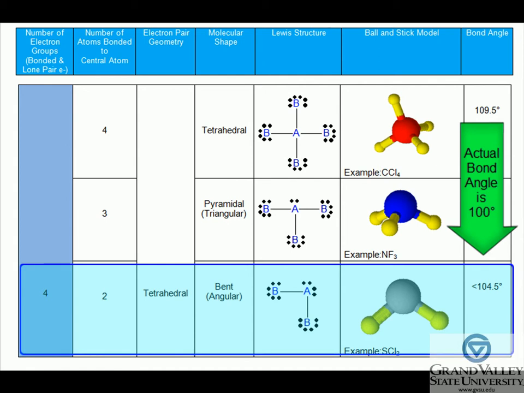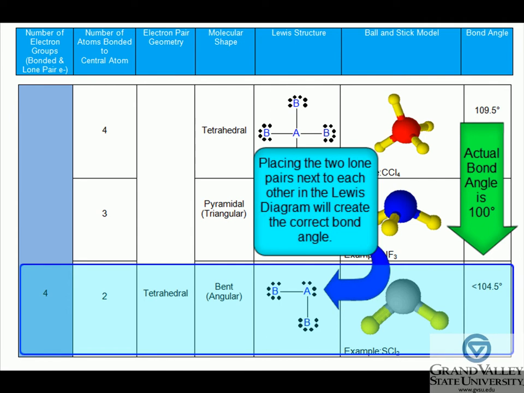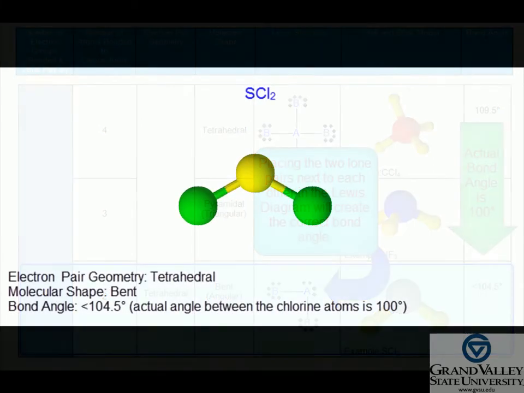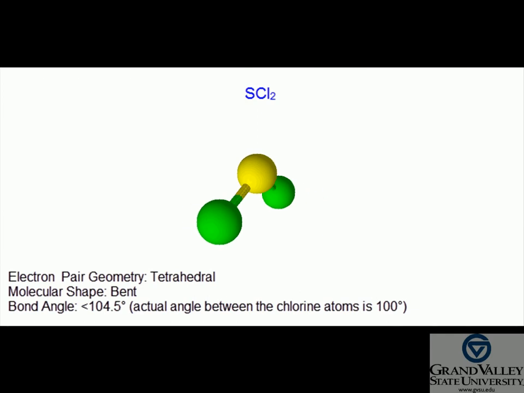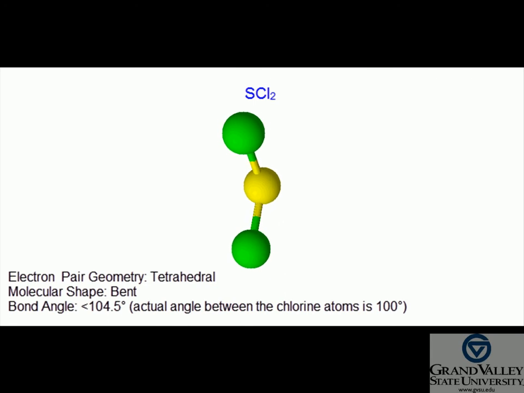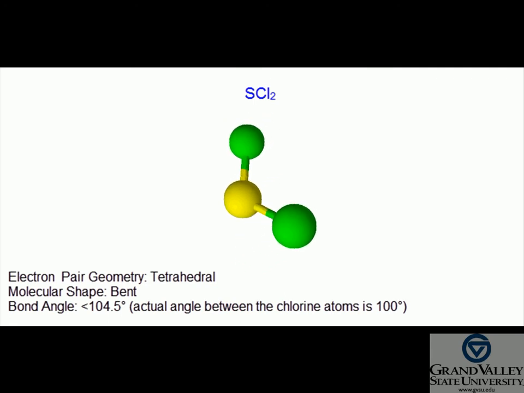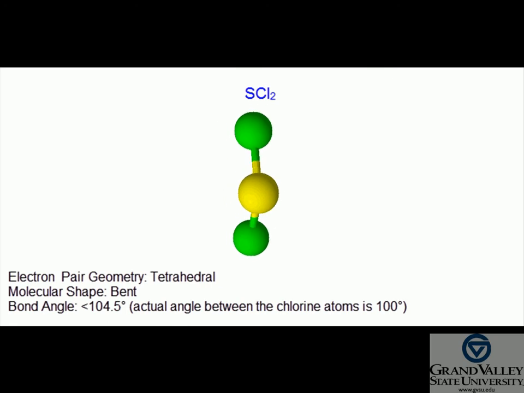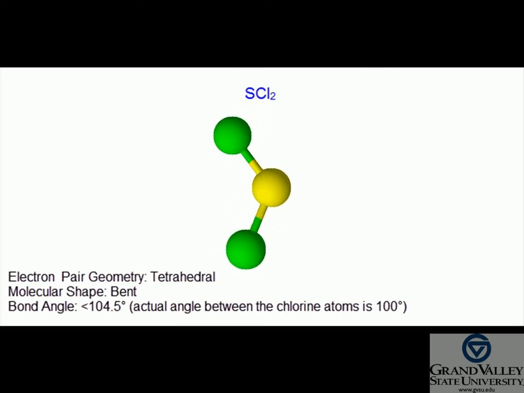When depicting a molecule with 2 lone pairs, place the 2 lone pairs next to each other in the Lewis diagram because this will create the correct angle. This is a ball and stick model of SCl2. The electron pair geometry is tetrahedral and the molecular shape is bent with a 100-degree bond angle. Although the 2 lone pairs present on sulfur are not shown in this model, they influence the shape of this molecule.